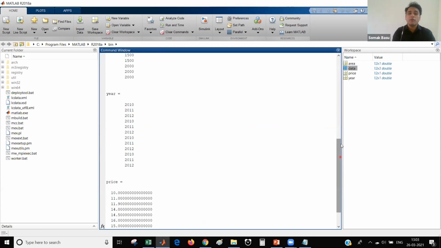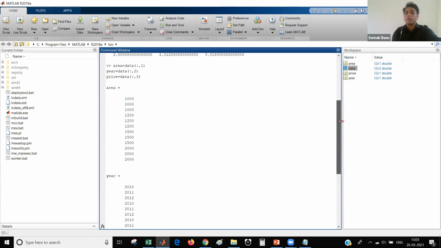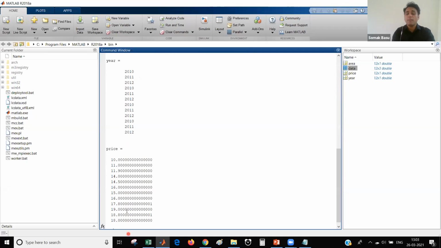So I've got three more variables. The first column is the area. Second is the year. And the third column is the price. Okay, fine.